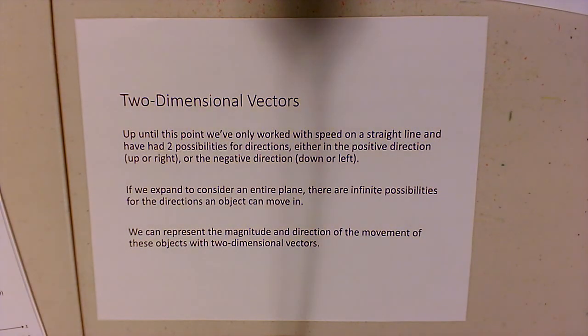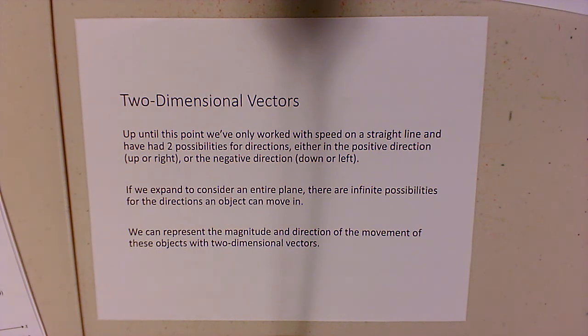Okay, so the next thing we want to talk about in topic 2 is two-dimensional vectors. Up until this point, we've only worked with speed on a straight line, and we've had two different possibilities for direction. We've either gone in a positive direction going up or right, or in a negative direction going down or left. So what we could do is think about movement in the entire plane, and allow ourselves to move off from our straight horizontal or vertical line at different angles. If we do that, there are infinite possibilities for the directions that we can move in, if we think about all 360 degrees that we could turn in.